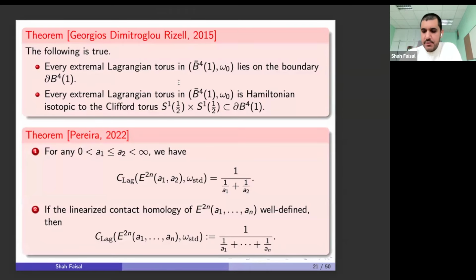Miguel Pereira, a PhD student of Guy Cieliebak, proved in his PhD thesis that the second conjecture is true. So for the four-dimensional ellipsoid, the Lagrangian capacity equals the diagonal. And in higher dimension, if there exists a suitable perturbative scheme to define the curve counts for the linearized contact homology, then the conjecture is true.